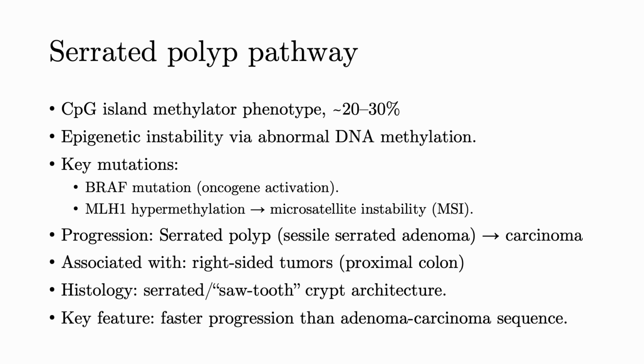The serrated pathway begins with sessile serrated adenomas or polyps, which have a distinct sawtooth or serrated architecture under the microscope. Instead of chromosomal instability, like in the adenoma-carcinoma sequence, the serrated pathway is driven by epigenetic instability, mainly through widespread DNA methylation. This is called the CpG island methylator phenotype, or CIMP. The hallmark mutation here is BRAF activation, which promotes abnormal cell growth.